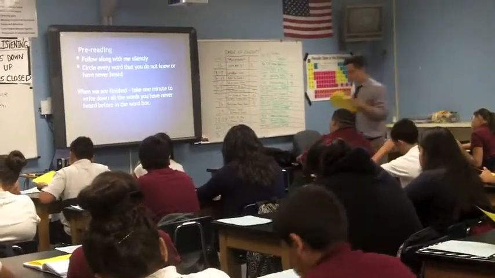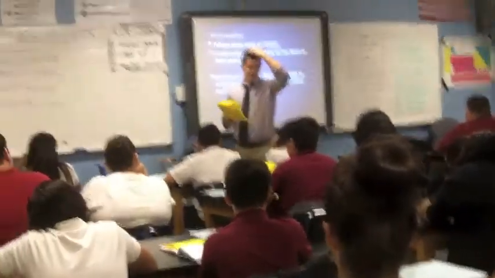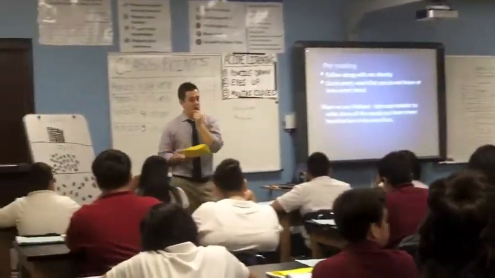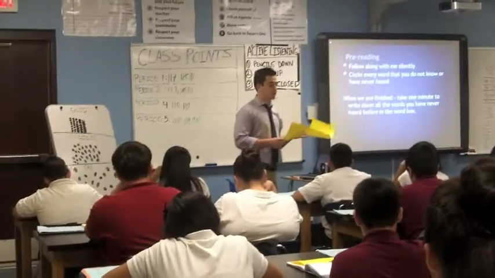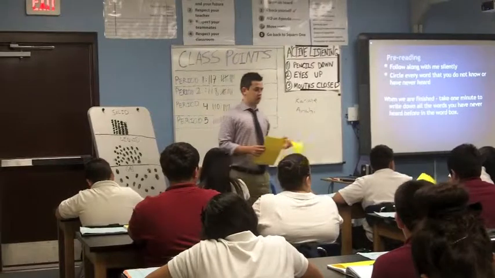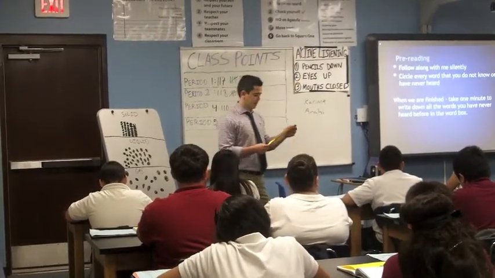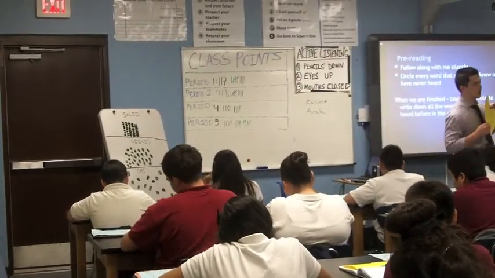Okay? So who can quickly tell me what you guys are doing? Esmeralda? Right, you guys are going to circle words you don't know, and then at the end, Carla, what are you going to do? You're gonna write down the word that you don't know in the word box, good. Okay, so everyone's eyes are at the top of the pre-reading.